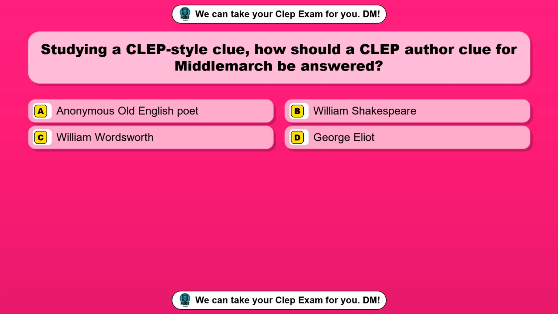Question 74. Studying a CLEP-style clue, how should a CLEP author clue for Middlemarch be answered? Option A, anonymous Old English poet. Option B, William Shakespeare. Option C, William Wordsworth. Option D, George Eliot. The correct answer is option D, George Eliot.